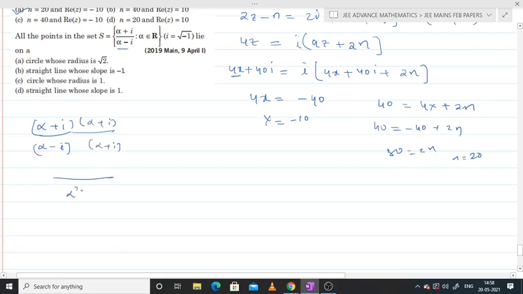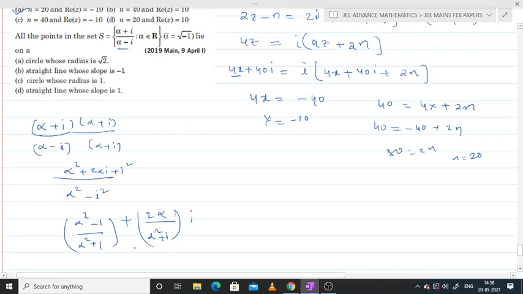When I rationalize the denominator, the denominator will become alpha square minus i square, and the numerator becomes alpha plus i whole square, alpha square plus 2 alpha i plus i square. You know i square is minus 1, so alpha square minus 1 by alpha square plus 1 is the real part, and the imaginary part is 2 alpha by alpha square plus 1 into i. Now, what is this representing? We have a real part and also an imaginary part.